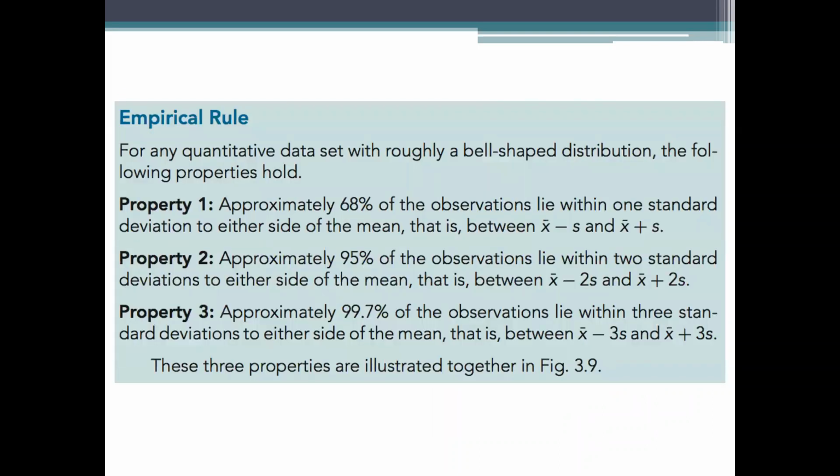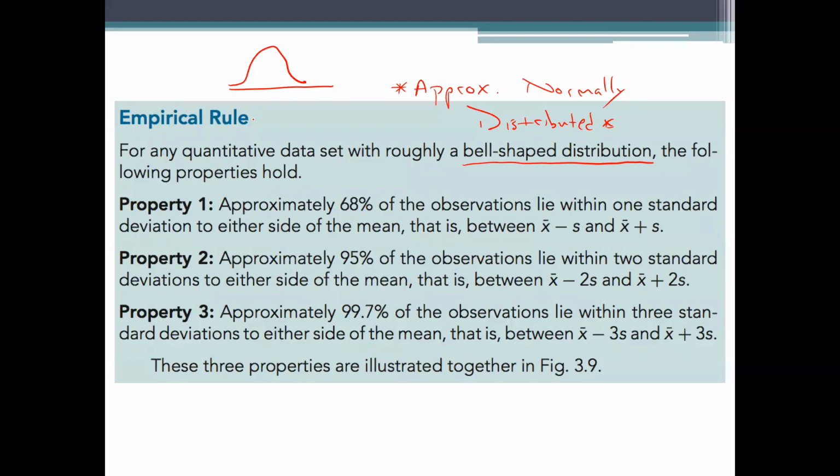All right. This works whenever you have quantitative data that's roughly a bell-shaped distribution. So whenever data is approximately normally distributed. Okay, so whenever your data looks like that bell curve, like this, this empirical rule will hold, and it's really a cool property. There are 3 unique properties to it.